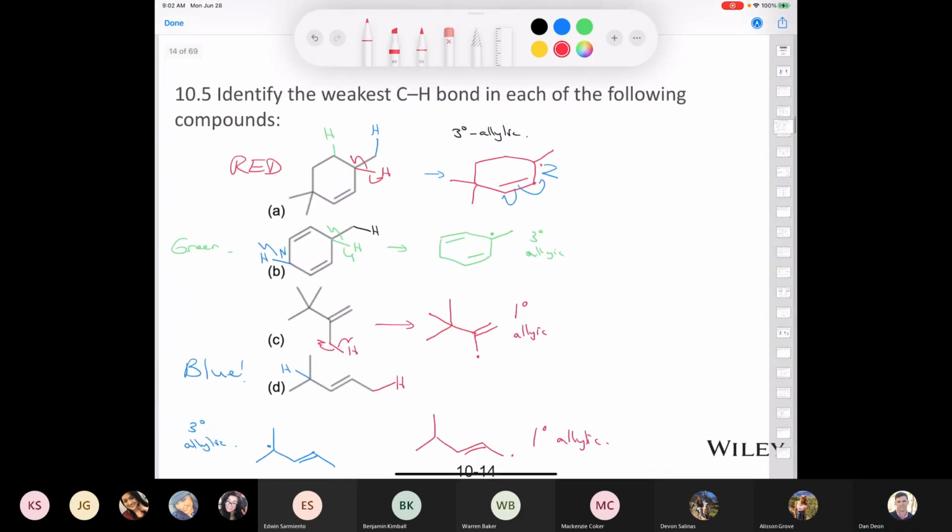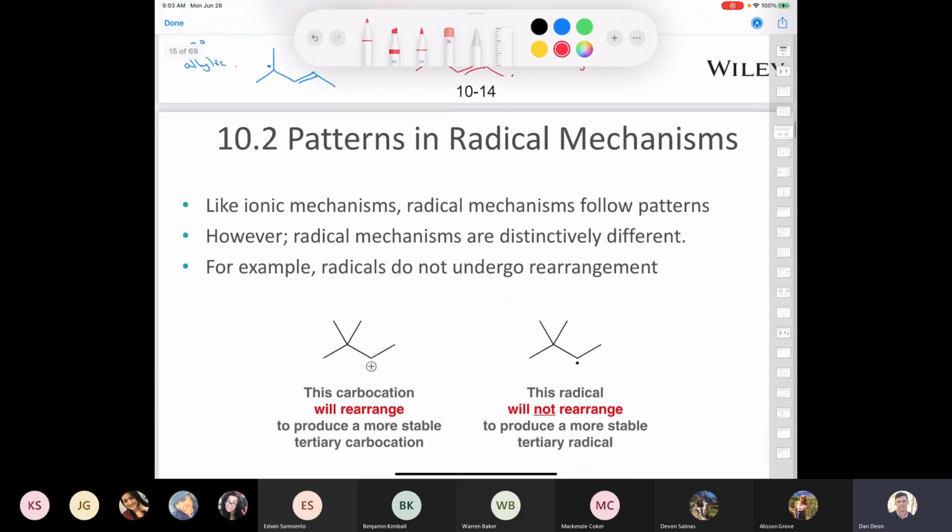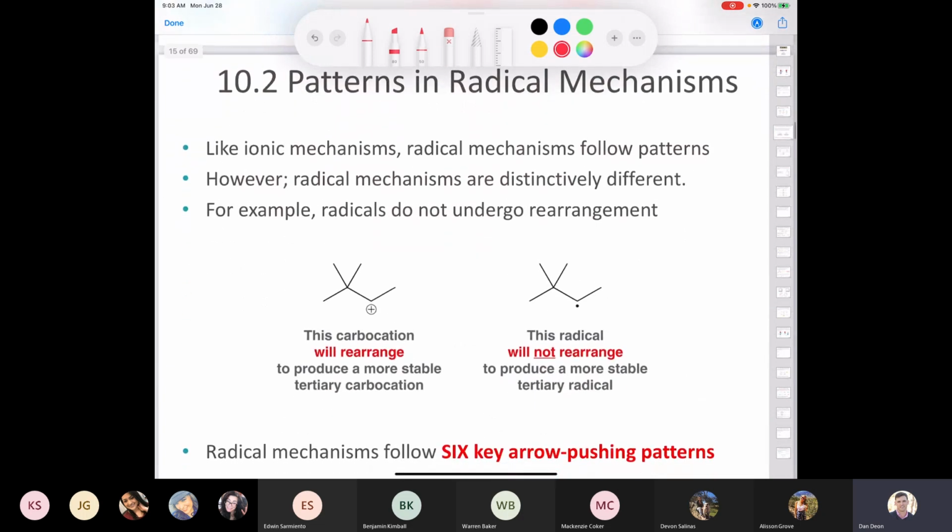That's pretty good. All right, so you can see that in section 10.1, you spend quite a bit of time talking about radical stability and making sure that you understand the stability of radicals, and you know the difference between a resonance stabilized radical and one that isn't stabilized. So let's move on to section 10.2, where we're going to talk about common patterns in radical mechanisms. You remember when we looked at ionic mechanisms, we saw the same four patterns covered over and over, like a rearrangement, a loss of a leaving group, nucleophilic attack, proton transfer. Well, here we follow patterns, but they're very different.